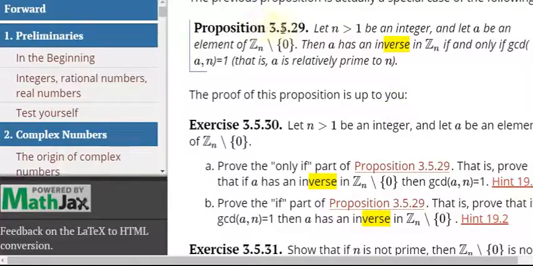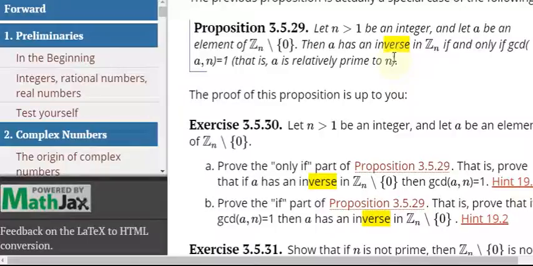So look at proposition 3529. Let n be an integer and let a be a non-zero element of Zn. Then a has an inverse if and only if the GCD of a and n is 1. That is, a is relatively prime to n. So how can we apply that in our particular situation?